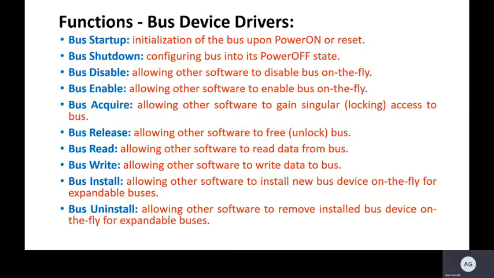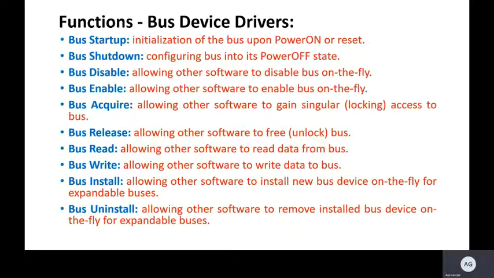These are the functions. Almost all of them are associated with any type of hardware. Bus startup means when a device is turned on, the initialization of the bus on power on or reset. Then shutdown: when the system or device is shut down, what configuration the bus has to go to. Then bus disable, allowing other software to disable the bus on the run. Bus enable means allowing the software to enable the bus. Acquire means you are gaining access to the bus. That is a locking mechanism.